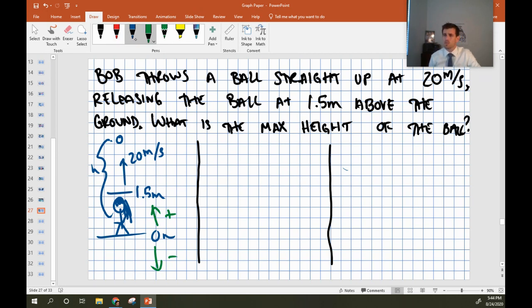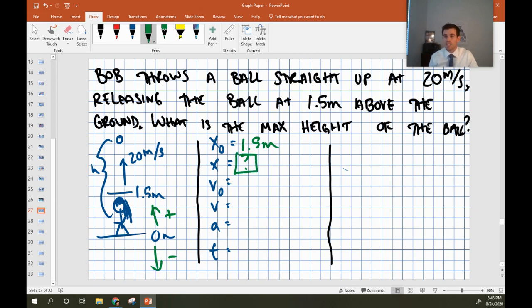All right, my list of variables, now that I've set up my coordinate system, is going to be x naught, x, v naught, v, a, and t. I've set all of those up. Let's go through the problem and start identifying the different variables. X naught, the initial position, is 1.5 meters. That was given to us. The final position, that is a question mark. We don't actually know.